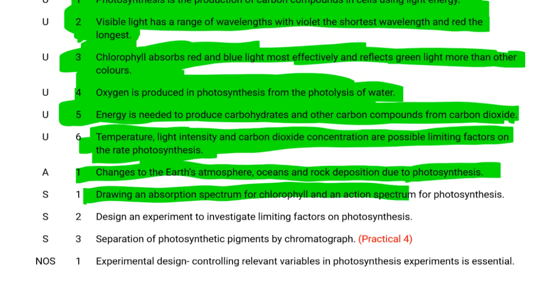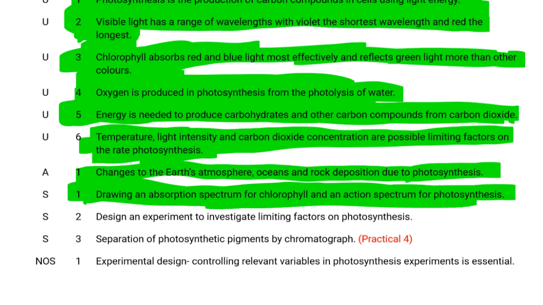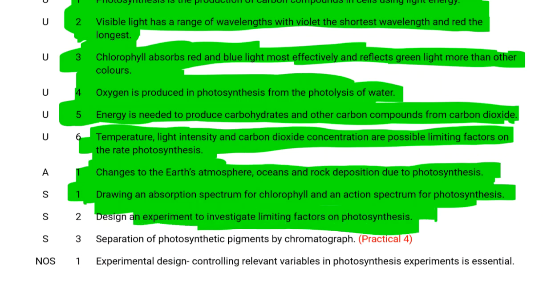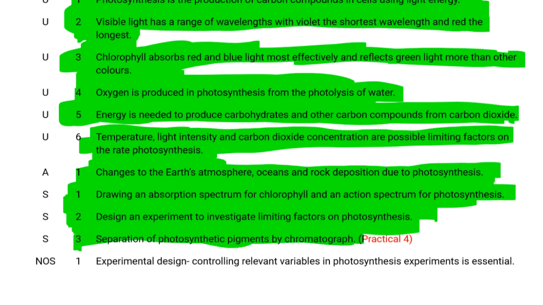Draw an absorption spectrum for chlorophyll and an action spectrum for photosynthesis. I'll be making a video on this later, which is a quite cool diagram, but it's one of the hardest to remember in IB biology. Design an experiment to investigate factors limiting photosynthesis. This is just measuring photosynthetic rate by carbon dioxide uptake or product production while varying one of the factors mentioned here. Separation of photosynthetic pigments by chromatography. We crush leaves and then use paper chromatography to separate the pigments and we see where they are. Just Google a video on it, quick and easy.